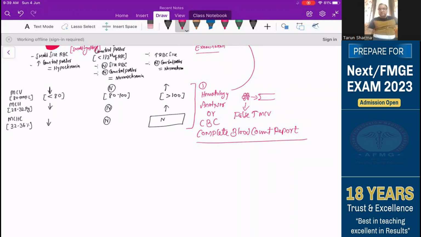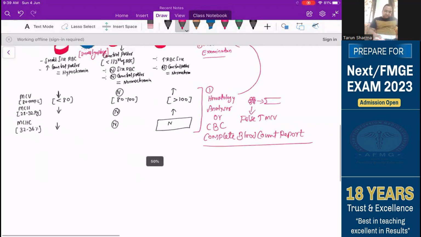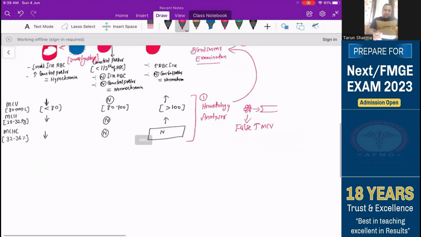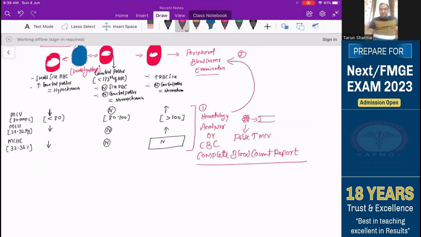So through the CBC report, you can make out whether the patient has anemia or not by looking at the hemoglobin values. And then you can also make out what type of anemia there is, whether it's microcytic, macrocytic, or normocytic, by looking at the values of MCV, MCH, and MCHC. But if you want to confirm that okay, MCV is less and it should be microcytic only, then you have to go for a peripheral blood smear examination. Then your question will be answered completely. I think now you got the point of how you are going to differentiate between these different types of anemias.